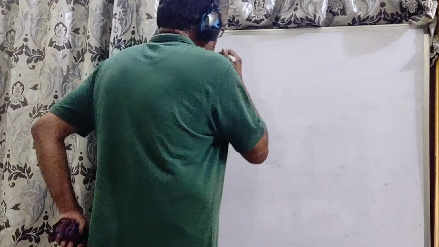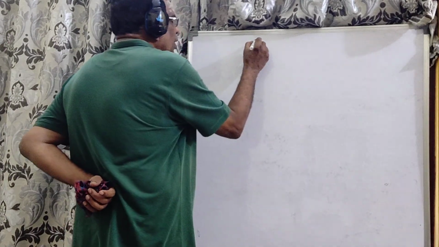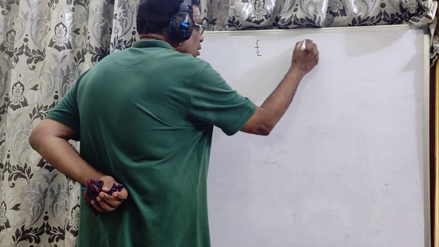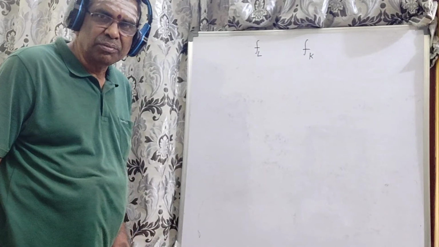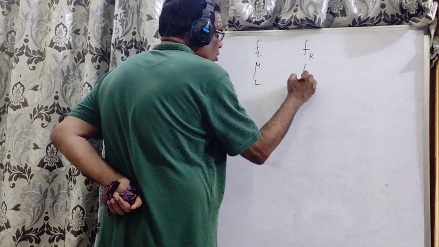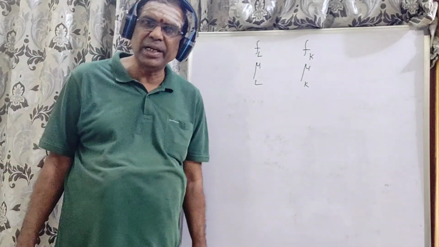Right. Now, I will tell you, there is a FL, that is static limiting friction, then there is a kinetic friction. So generally associated with this is mu L, and associated with that is mu K.